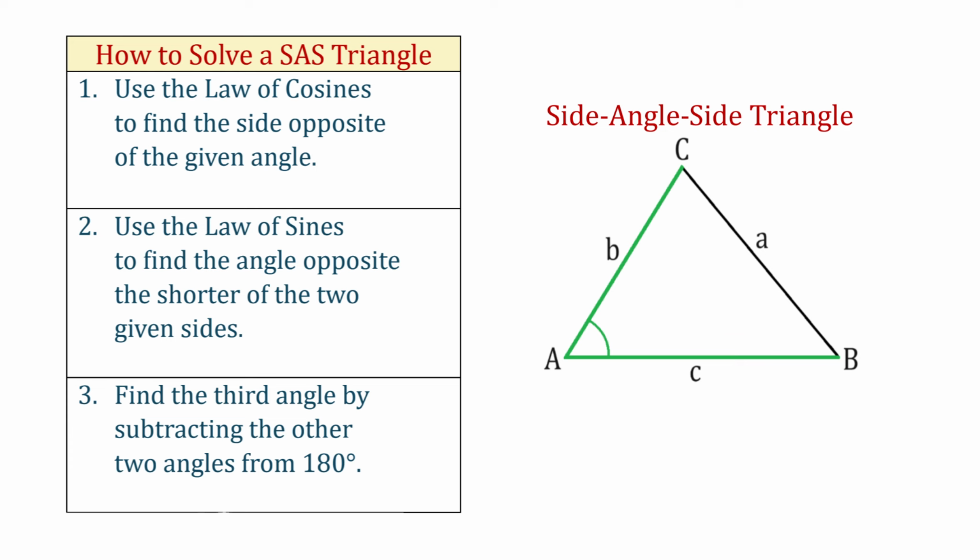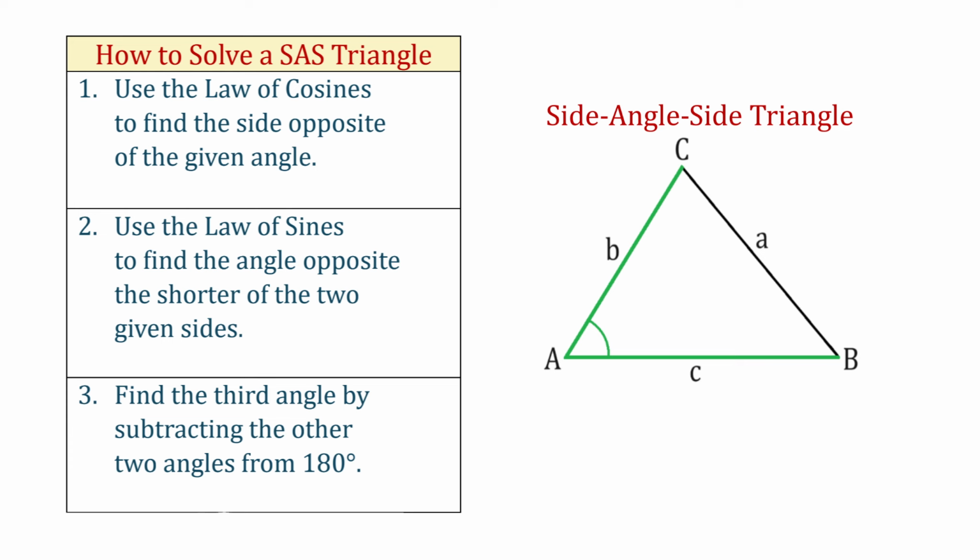In step 2, use the law of sines to find the angle opposite the shorter of the two given sides. For example, if in this triangle out of these two sides, side B is the shorter, then we will use the law of sines to find angle B. In the following example, I will explain why it is necessary to identify the shorter side when using the law of sines, and why you might want to use the law of cosines instead.